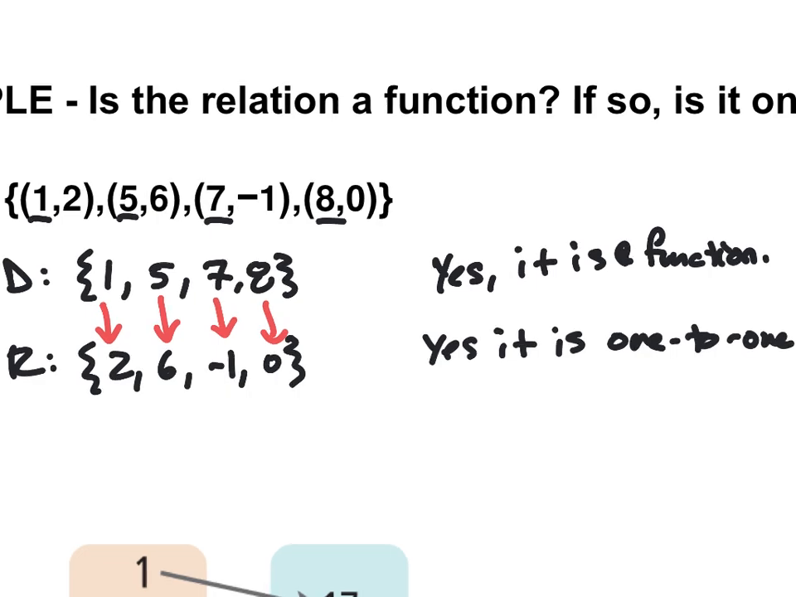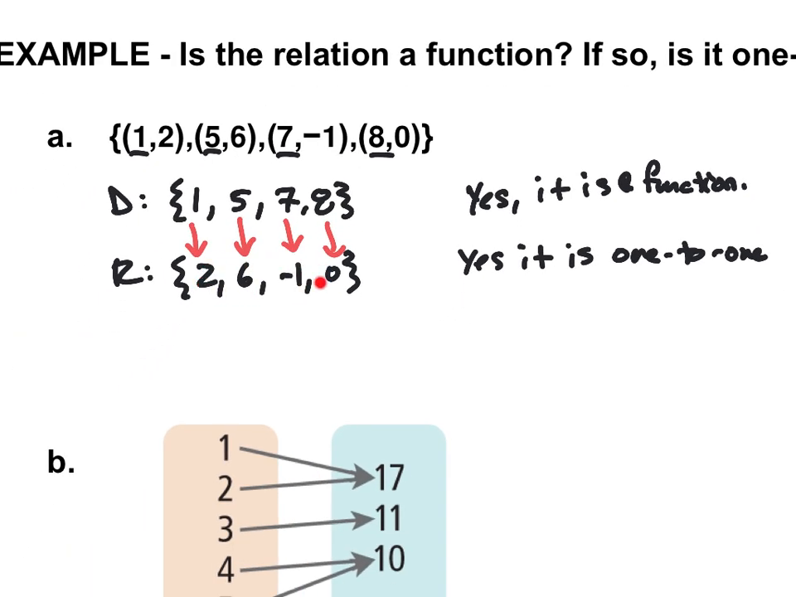And the reason why is because the y values don't repeat, okay? First of all, the x values don't repeat. That's why it's a function. And then we can say that it's 1 to 1 because the y values don't repeat.